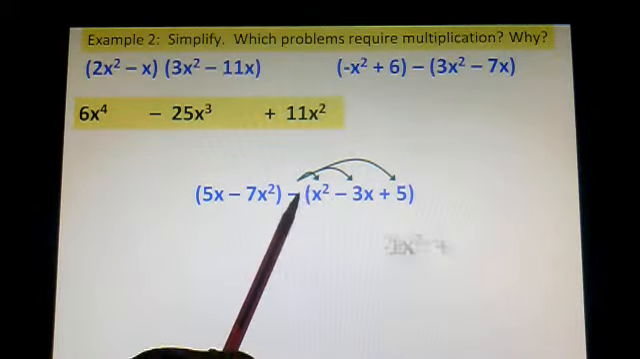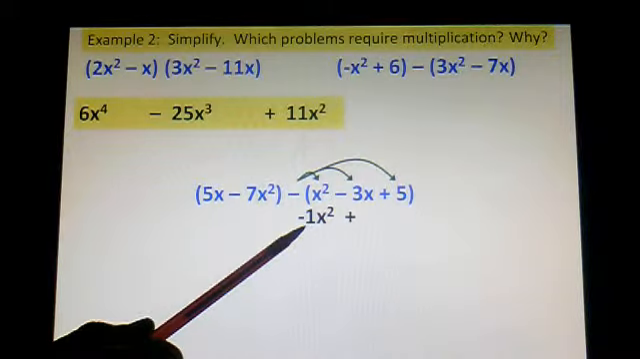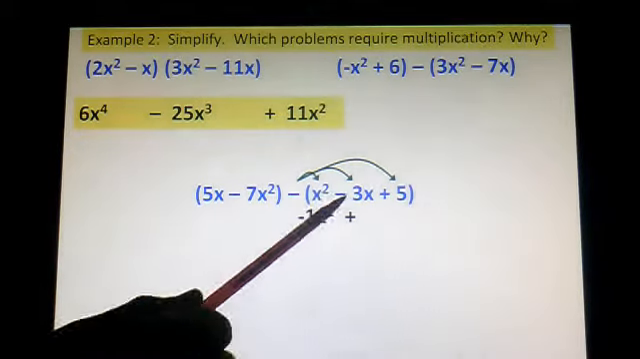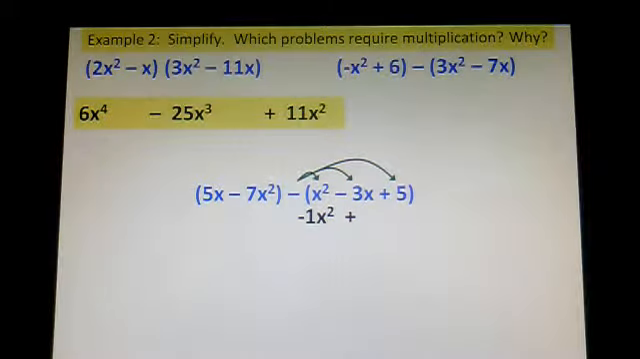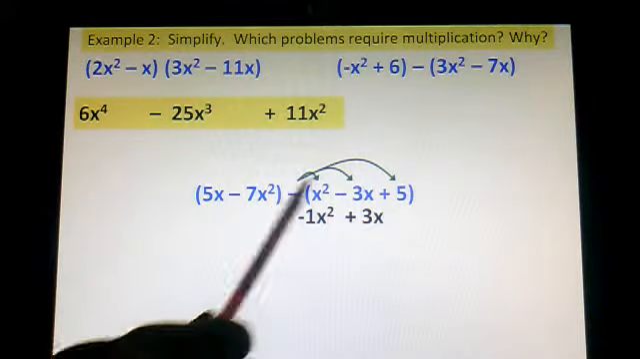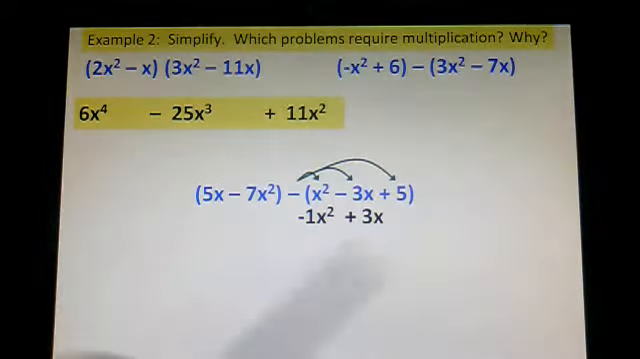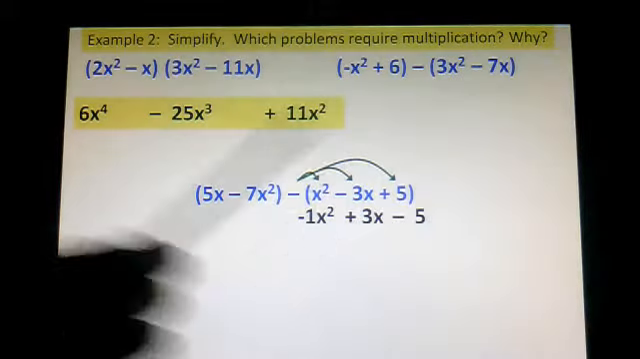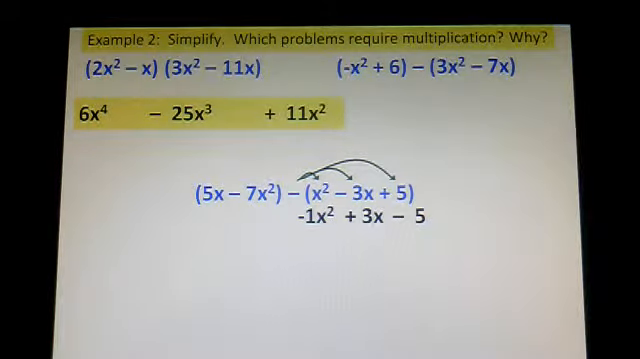So this changes to, I don't know why I jumped down here, negative x squared. This negative becomes positive 3x. And the last part of this, positive 5 is actually being subtracted, so you got negative 5 on there. So you change all the signs on anything you're subtracting, and then combine on here.